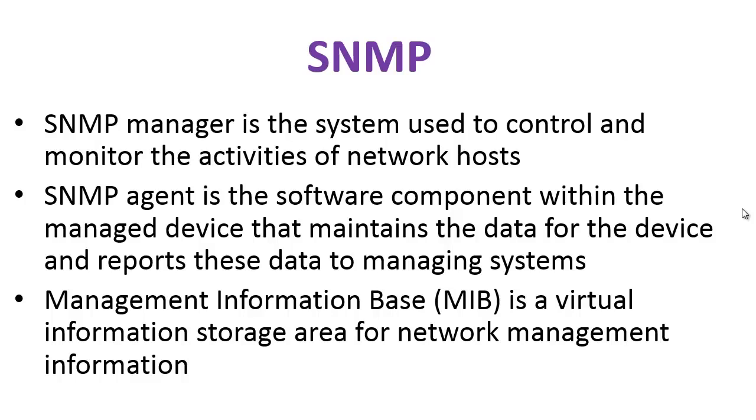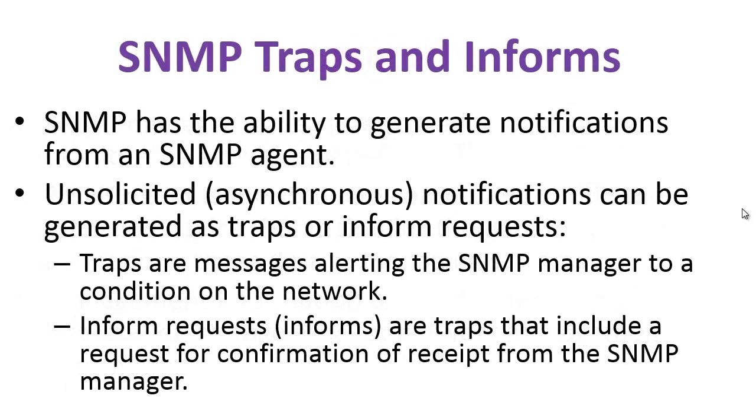The agent and the MIB reside on the routing device or the switch. The SNMP agent contains MIB variables whose values the SNMP manager can request or change through get or set operations. A manager can get a value from an agent or store a value onto that agent. A key feature of SNMP is the ability to generate notifications from the SNMP agent. These notifications do not require that the request be sent from the SNMP manager. They're unsolicited messages or notifications, and these can be generated as traps or inform requests.